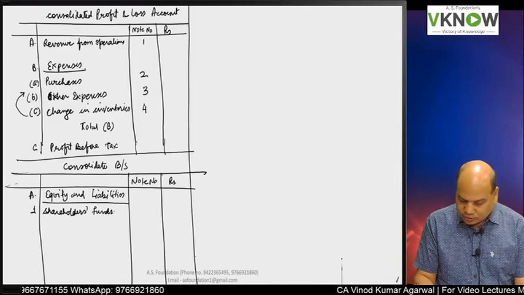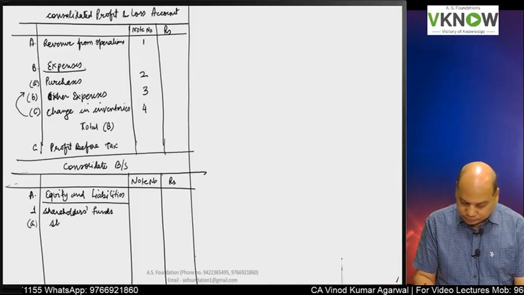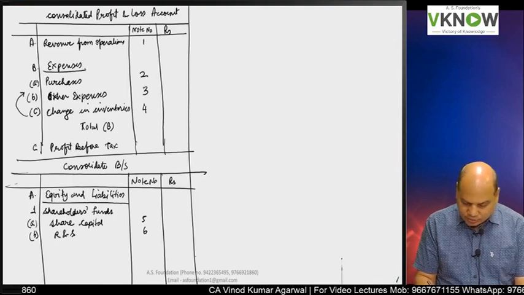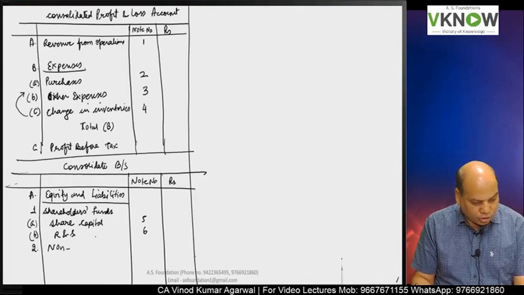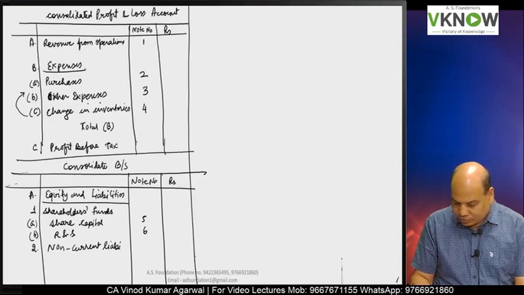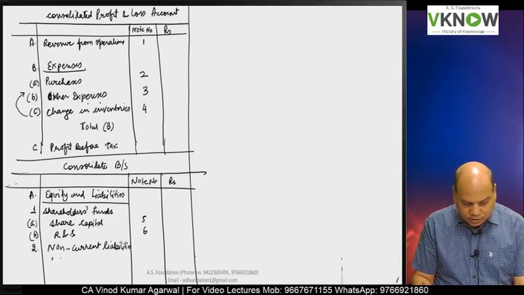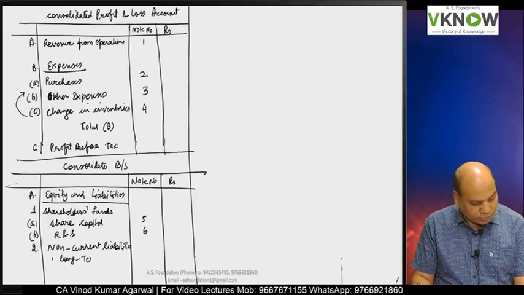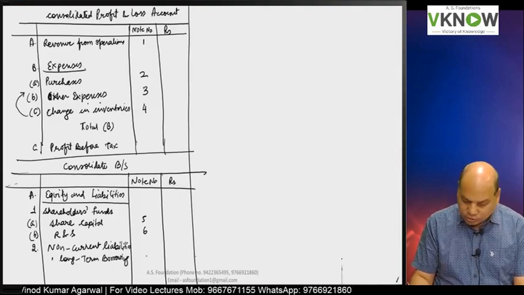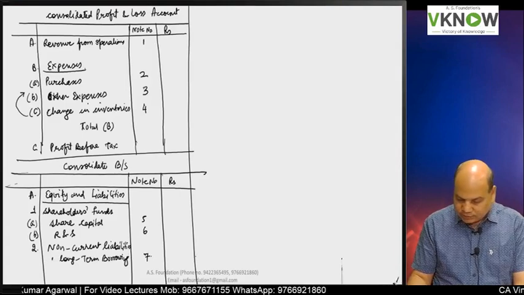So write down shareholders fund, under that A, share capital, note number 5, B, reserve and surplus, note number 6. Point number 2, if you keep the question in front of you, it will be better. Non-current liabilities, under that long-term borrowing. That long-term borrowing will include unsecured loan. So we'll call it note number 7.